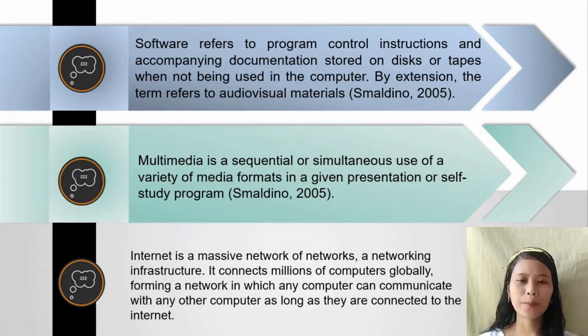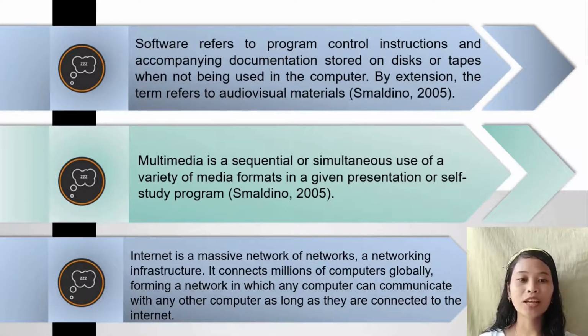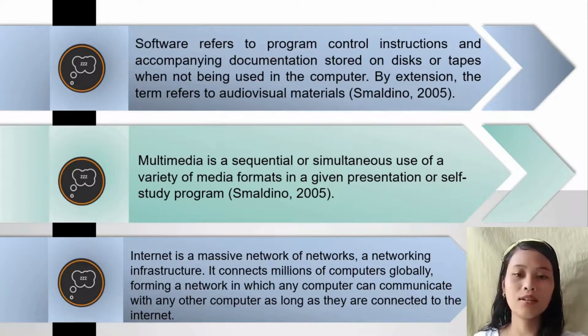Next is the Internet. The Internet is a massive network of networks and networking infrastructures. It connects millions of computers globally, forming a network in which any computer can communicate with another computer as long as they are connected to the Internet. In other words, the Internet is a vast network that connects computers all over the world. Through the Internet, people can share information and computers can communicate with one another with an Internet connectivity.